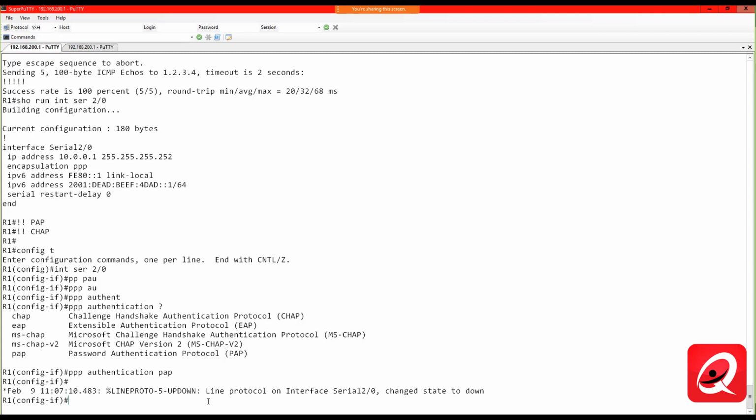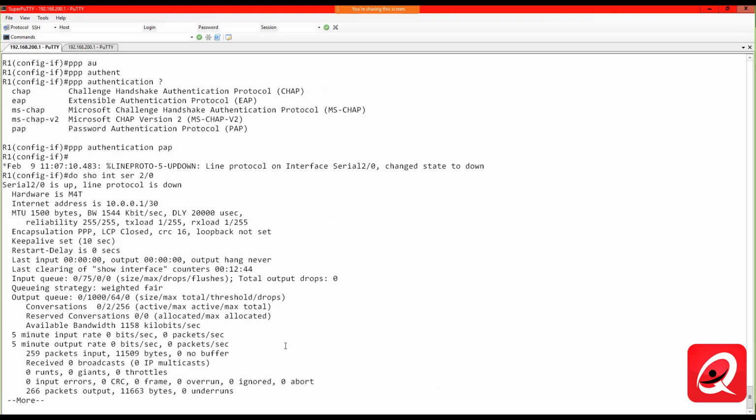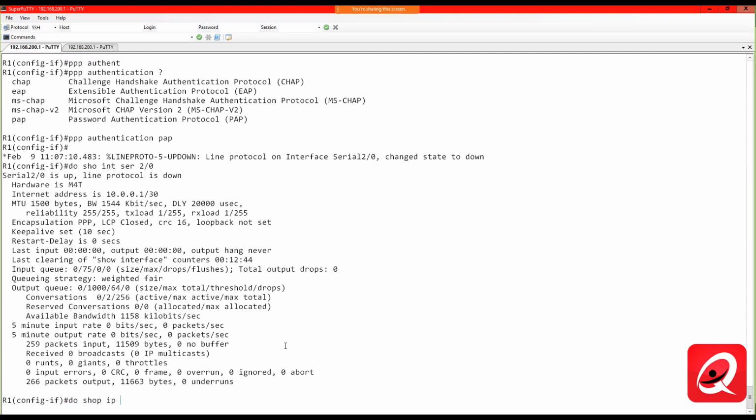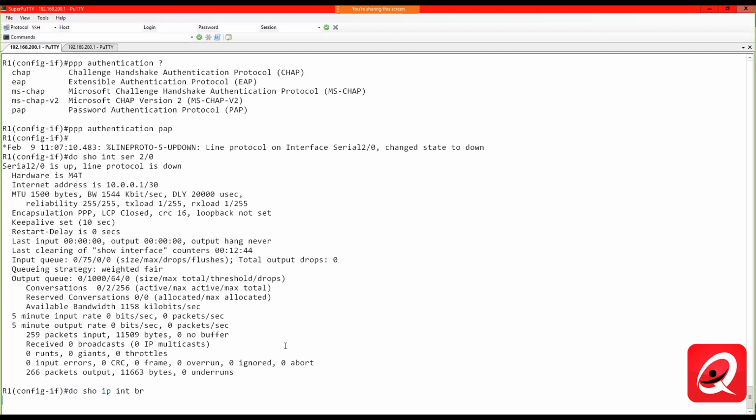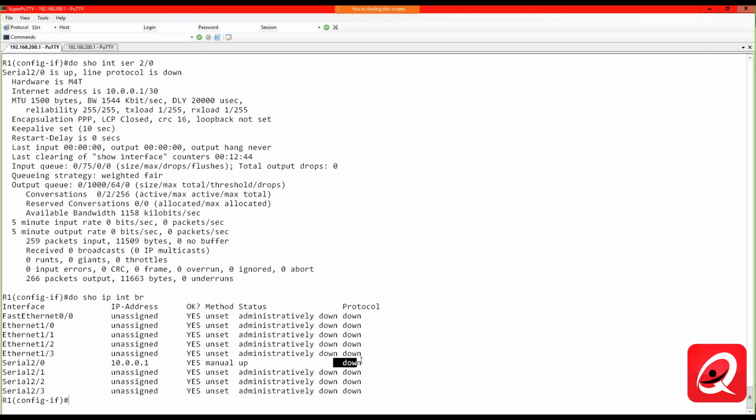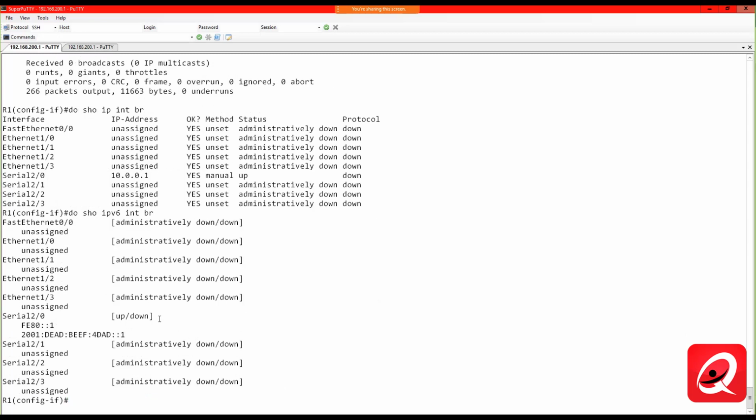You'll notice as soon as I did that, the line protocol went down, meaning that our LCP negotiation has now failed. If I do a show interface serial 2/0 and show IP interface brief, I can see that the layer 2 status is down. If I do a show IPv6 interface brief, we would see essentially the same thing, up, down. Because this is a layer 2 protocol, it applies to both protocol stacks.